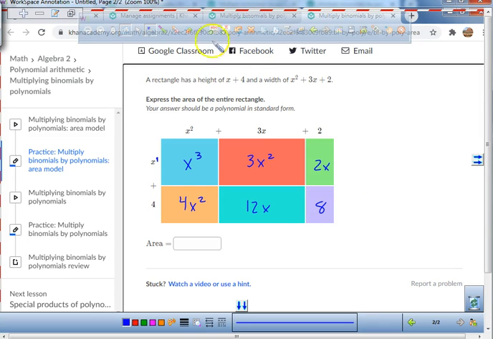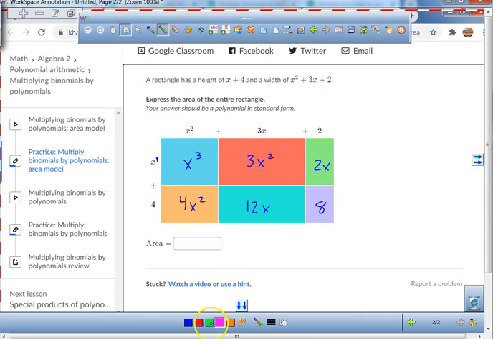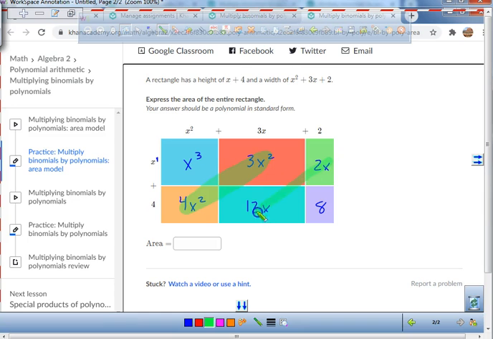But now what do we have to search for? We have to search for like terms. So pay very close attention right here as I highlight. Can you guys see how these right here? Those are like terms. Right here, you see these?